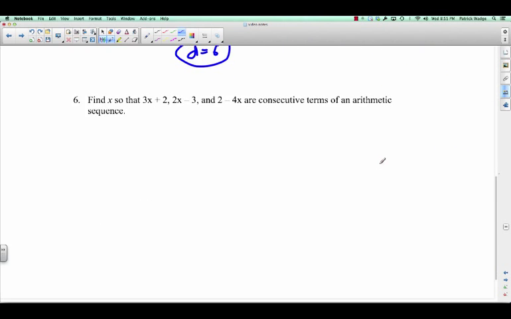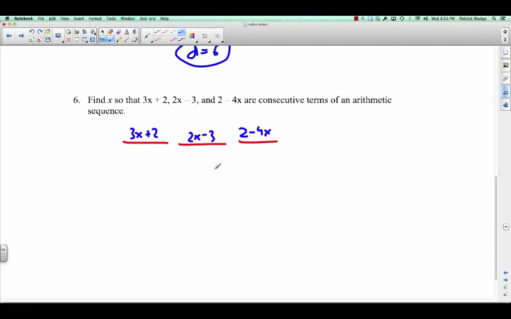Okay, last one. Find x so that 3x plus 2, 2x minus 3, and 2 minus 4x are consecutive terms of an arithmetic sequence. So what they're saying is there's 3 terms. The first term is 3x plus 2. The second term is 2x minus 3, and the third term is 2 minus 4x. And we have to figure out, what does x have to be? So it actually is an arithmetic sequence. So you have the same difference, the same difference.